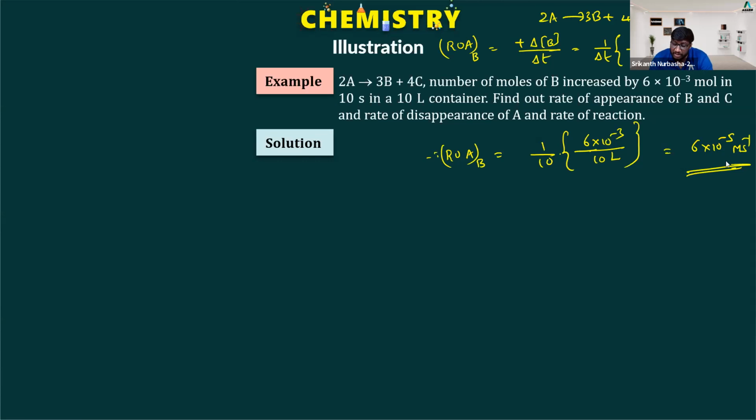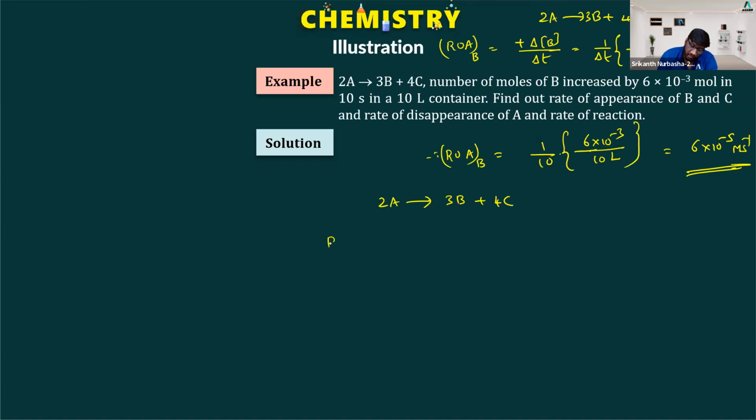Rate of appearance of B is 6 into 10 power minus 5 molar second inverse. So instead of directly giving the rate of appearance of B, they have given how many moles of B have been increased, in how much time, in how much volume. So for that reaction, 2A gives rise to 3B plus 4C.